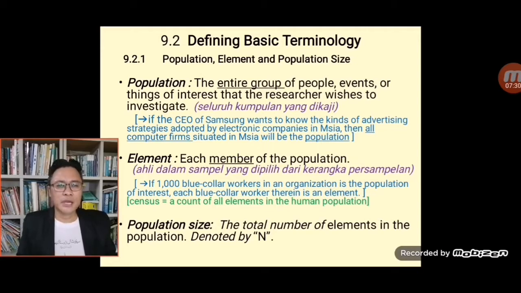Okay, element. Element is each member of the population. Ahli dalam sampel yang dipilih dari kerangka persampelan. Again in the slide, if 1,000 blue collar workers in an organization is the population of interest, each blue collar worker there is an element.